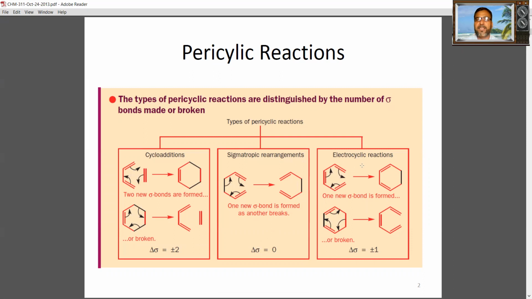Now electrocyclic reactions. You can see here one new sigma bond is formed without any being broken. If it is broken, then it is the reverse reaction. So this one is plus or minus 1. This one is plus or minus 2, cycloaddition, and this one is sigmatropic.